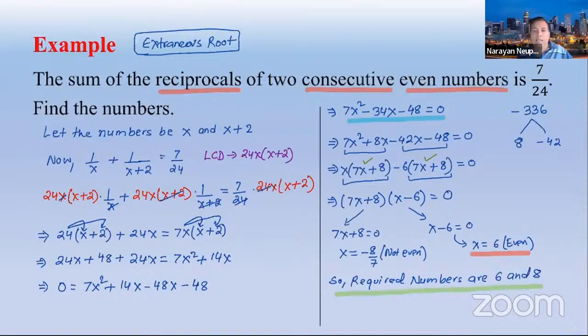The meaning of that is if we take the reciprocals and add them together, 1 over 6 plus 1 over 8, it will be 7 over 24. You can always check that, because we're looking for two numbers whose reciprocals added together give 7 over 24. So this is how we can use a quadratic equation to solve a real world problem.